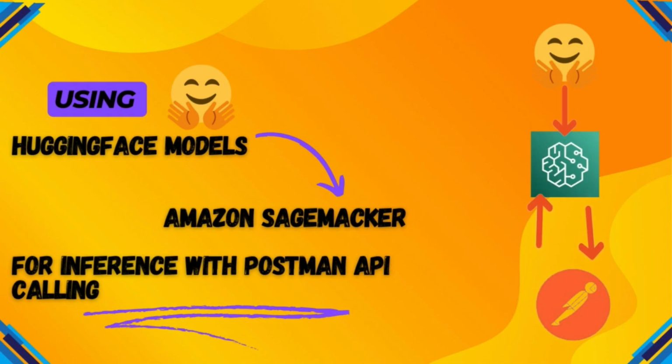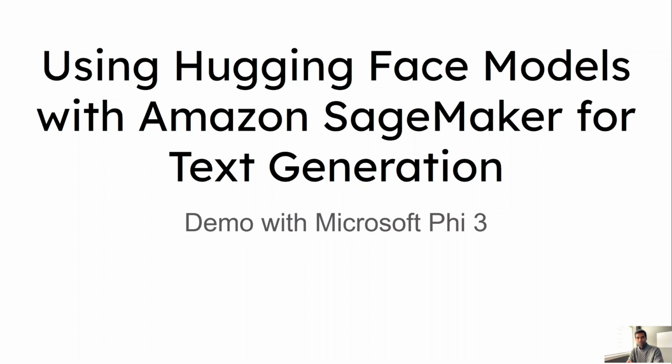Hi, in this video I will cover how to load Hugging Face models into Amazon SageMaker and then get inference endpoints. We know Amazon SageMaker is a fully managed service where we can load a large language model and then train it if you want and then get inference endpoints. But in this video, I just want to show you a demo of how we can load open source large language models, especially from Hugging Face.